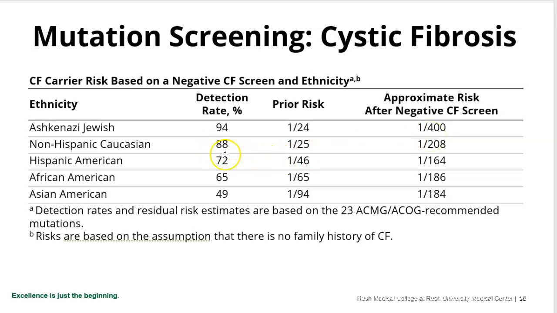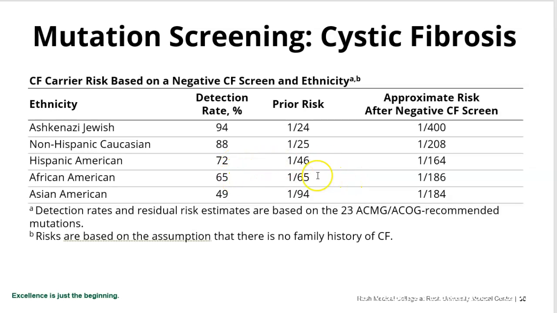Caucasians, we have an 88% detection rate. And the prior risk is similar to that of the Ashkenazi population, 1 in 25, but because going from 94% to 88%, our risk after testing is 1 in 208. Hispanics only have a 72% detection rate. So even though the risk is much lower than Caucasians, it's still a little bit lower afterwards, because we're only picking up 72%.